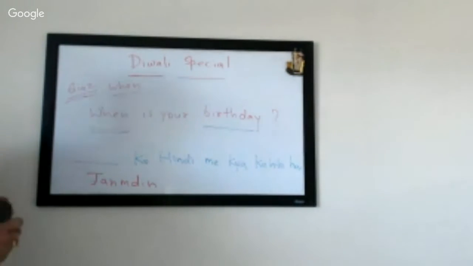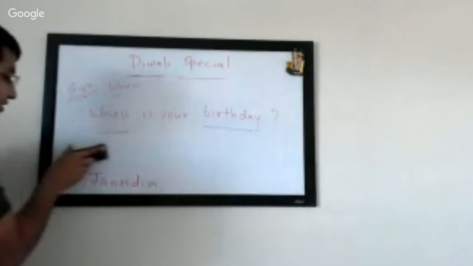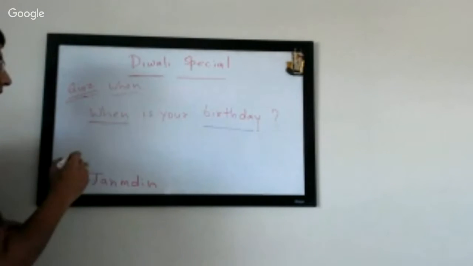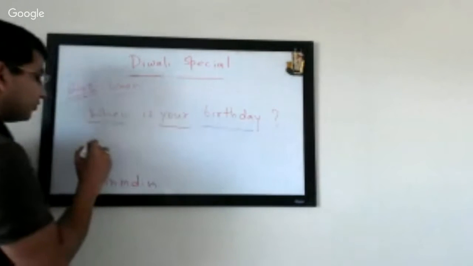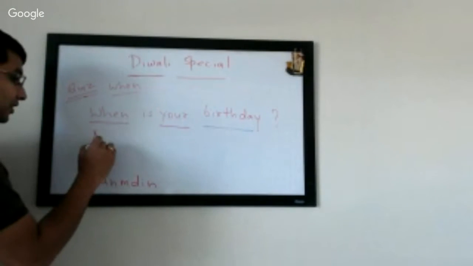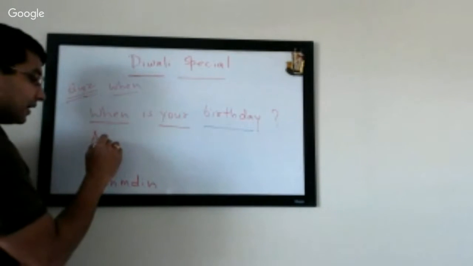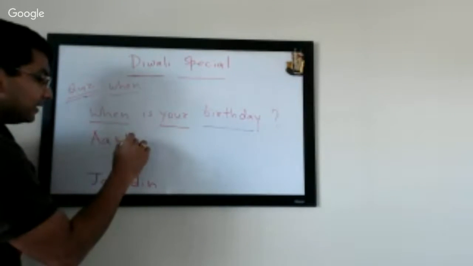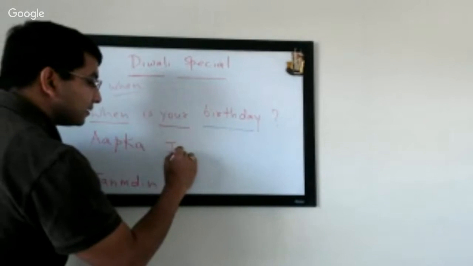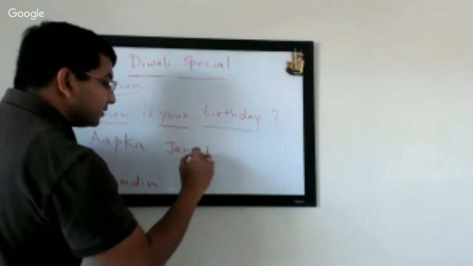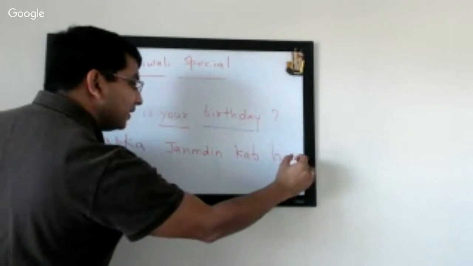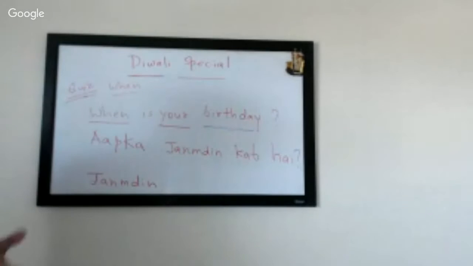So as most of you rightly said, one thing is clear: because it's when, you will be using kab, right? And because it's your, you is aap, but it's your, so you'll be using some postposition. So either it would be aapka, aapki, or aapke, right? In this case, it's aapka because janmdin is masculine. So aapka janmdin कब है? आपका जन्मदिन कब है? Right? That's the easiest way of asking.